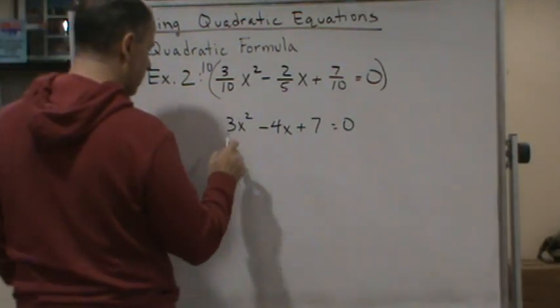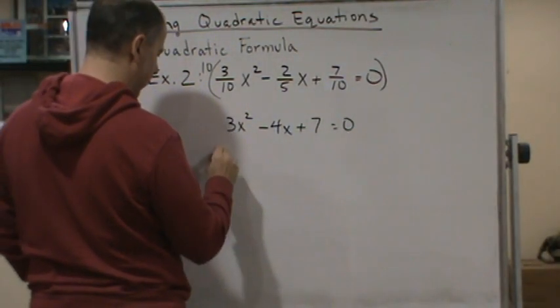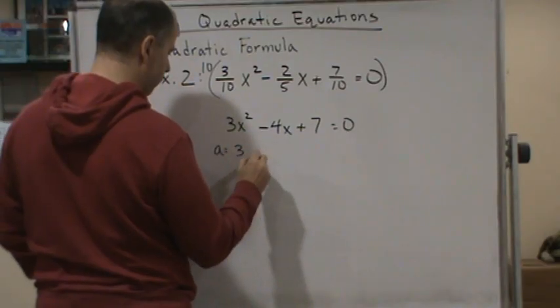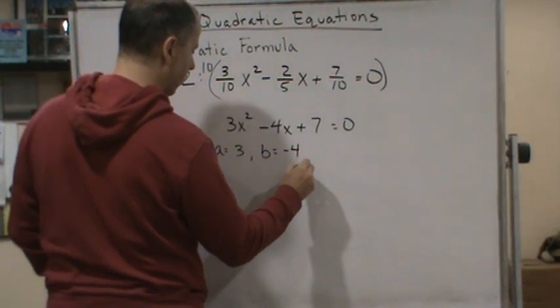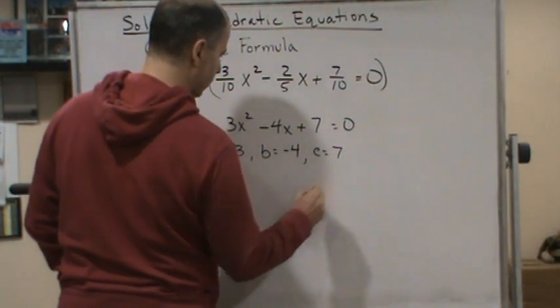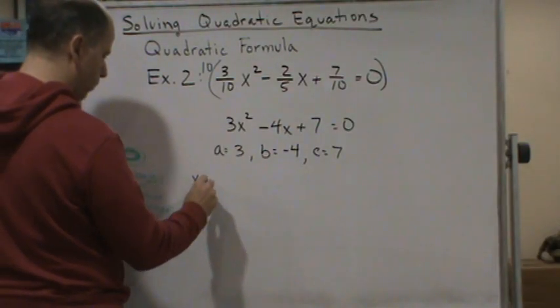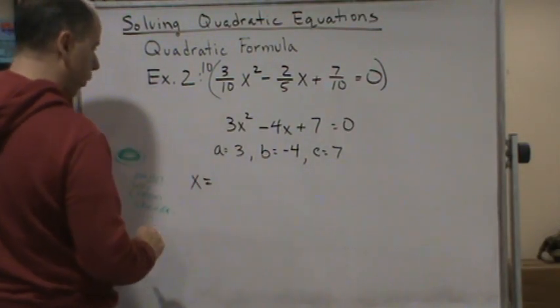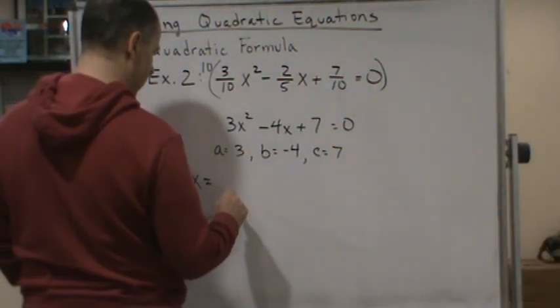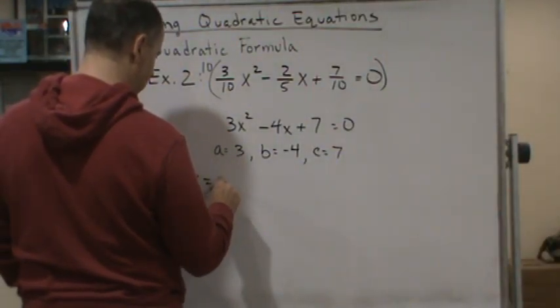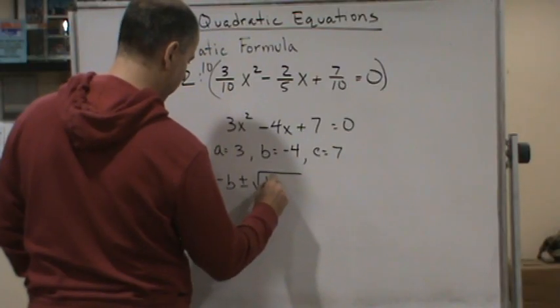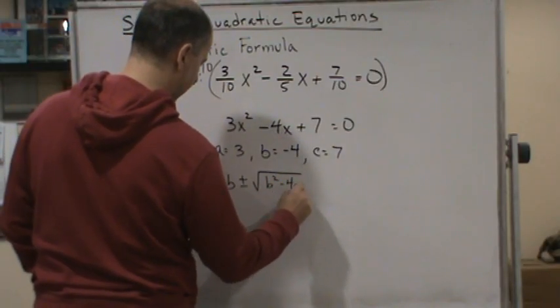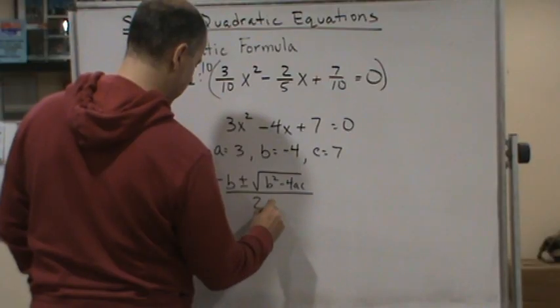All right, now let's label our values. So A is equal to 3, and then B is equal to -4, and C is equal to 7. And so now if we write our quadratic formula, then we have -b plus or minus the square root of b squared minus 4ac all divided by 2a.